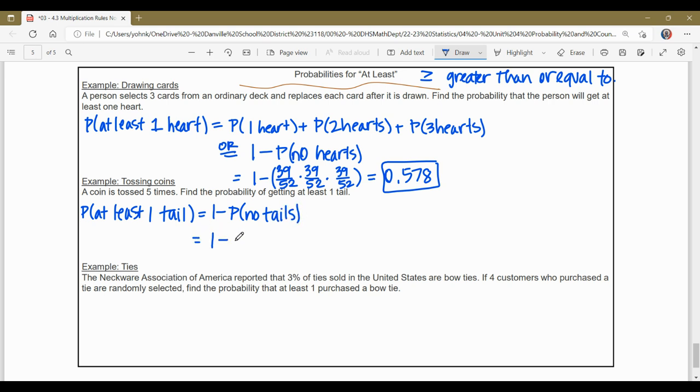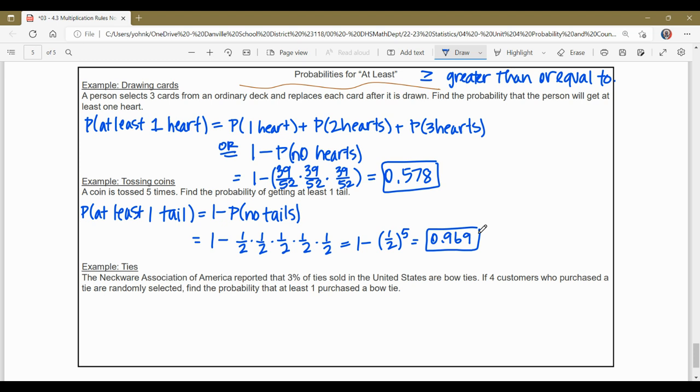So that's 1 minus. Now, each coin toss is independent of another coin toss, so I don't have to worry about any kind of conditional probability. So the probability that the first one is not a tail is 1/2, and the probability the second one is not a tail is 1/2, and the third, and the fourth, and the fifth. Now I could write that a lot nicer and say 1 minus 1/2 to the fifth. If I do this, I get 0.969. Every time you flip the coin, you're going to make it greater and greater.